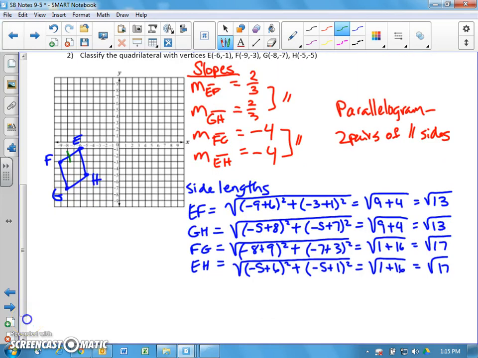Hopefully you found that EF and GH were congruent and FG and EH were congruent, but they're not all 4 congruent. So what we found is that EFGH is a parallelogram. Since we would need all 4 sides congruent to be a rhombus, once we got the length of FG to be different from EF and GH, we could have stopped and stated that that was enough to prove that it was not a rhombus. Okay, let's move on to the next one.